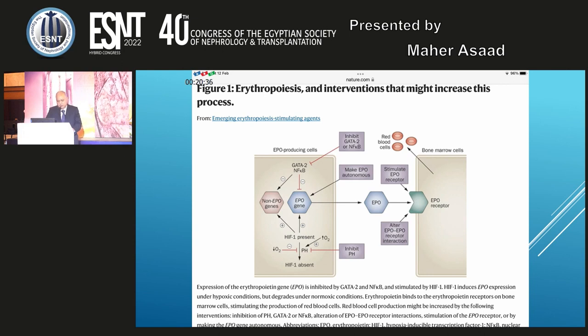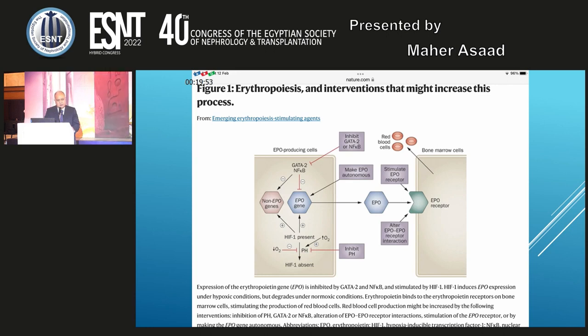This is a simple figure to show the process of erythropoiesis. The left side of the slide shows the EPO-producing cell, in the middle the bloodstream, and on the right-hand side the bone marrow cell. Simply, the EPO gene in the EPO-producing cell is upregulated and stimulated by many factors, the most important of which is the hypoxia-inducible factor 1 alpha. The HIF protein is simply upregulated and downregulated. What upregulates the HIF protein and what downregulates it?